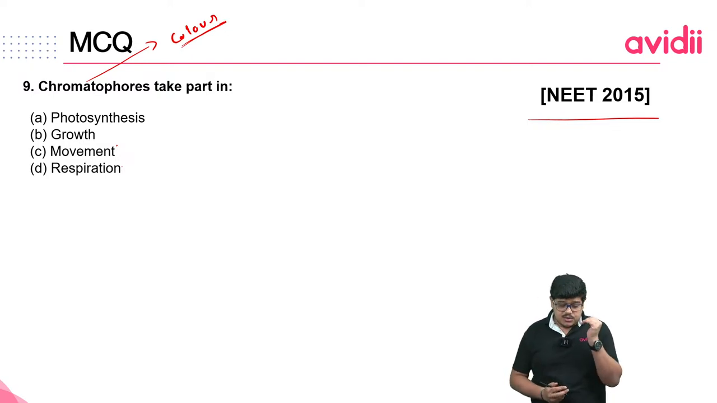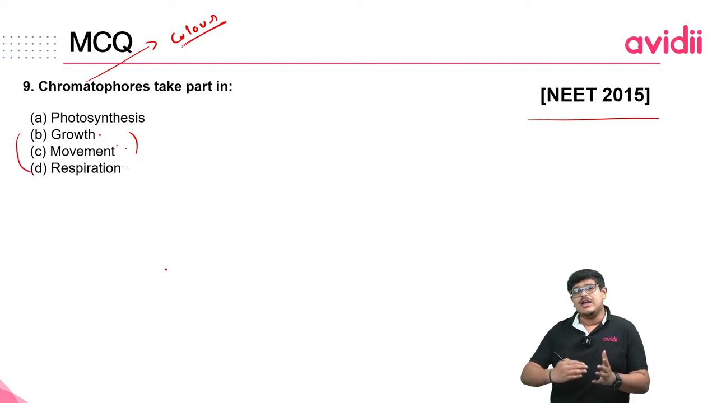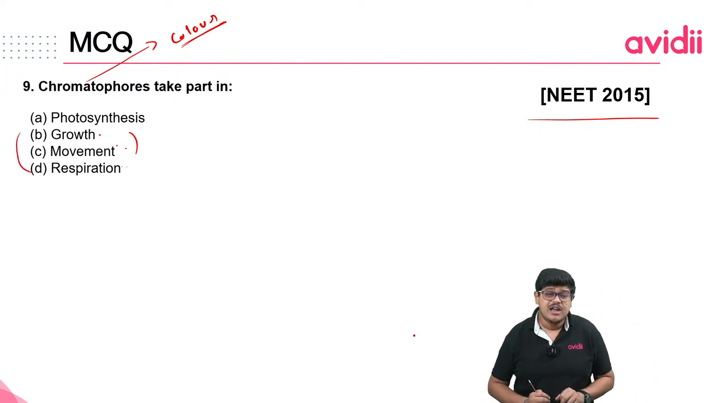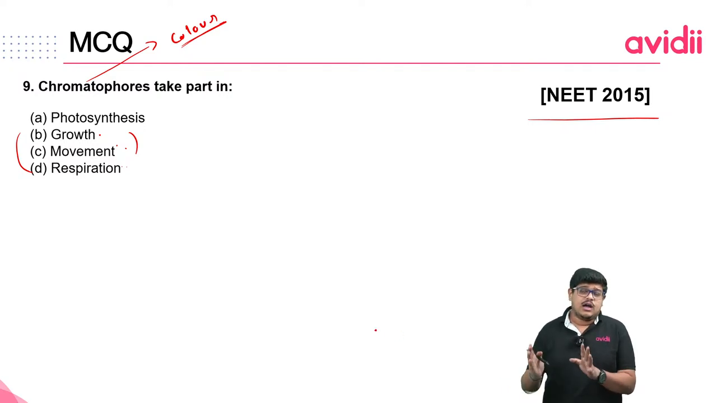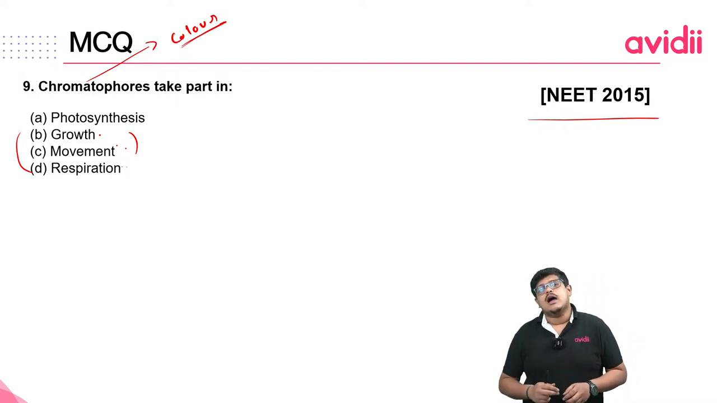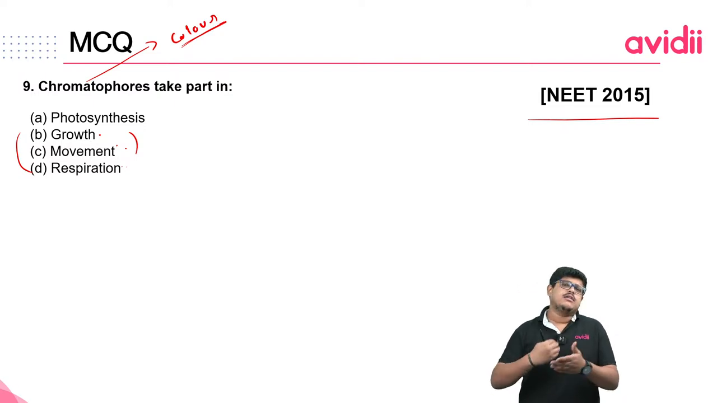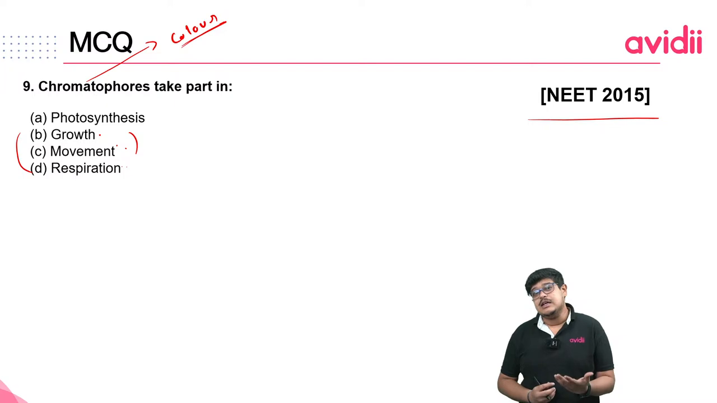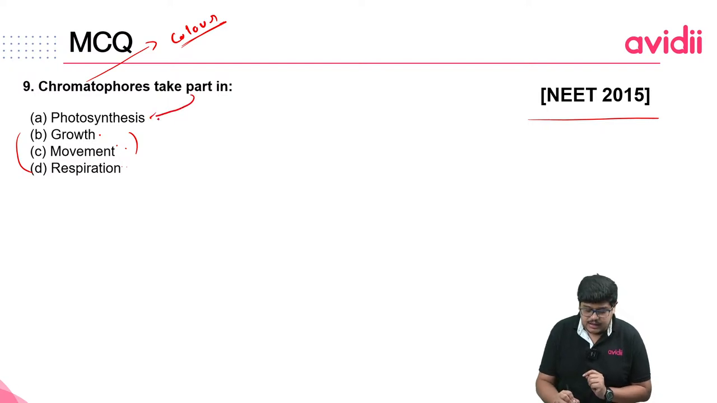Now, in biology, growth, movement, and respiration are not induced or stimulated with the help of color, but there is one process that totally depends on the color of the pigment, the chlorophyll pigment. The chlorophyll pigment helps in the absorption of sunlight, or actually it absorbs part of it and reflects the rest. Thereby it excites the molecule and proceeds with the process of photosynthesis. So chromatophores will obviously take part in photosynthesis.